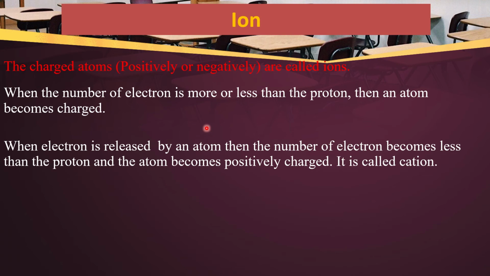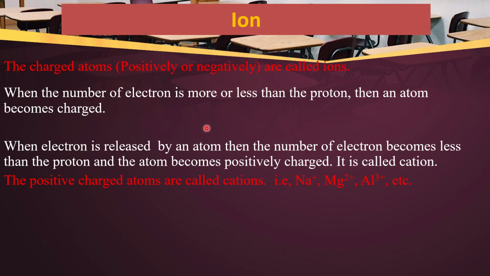Now, when electron is released by an atom, then the number of electron becomes less than the proton and the atom becomes positively charged. It is called cation. Dear students, number of electron becomes less or more, but how? When an atom releases electron, then the number of electron becomes less than the proton and then the atom becomes positively charged or cation. So what is cation? The positive charged atoms are called cations.